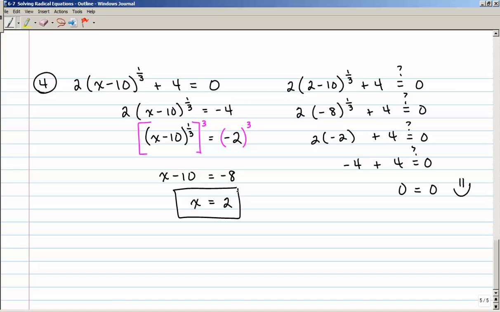So when you're solving a radical or even a rational equation, isolate your radical or your rational expression, square or cube or raise to the power both sides to get rid of that, solve for x, and most important step of all, you do need to check.